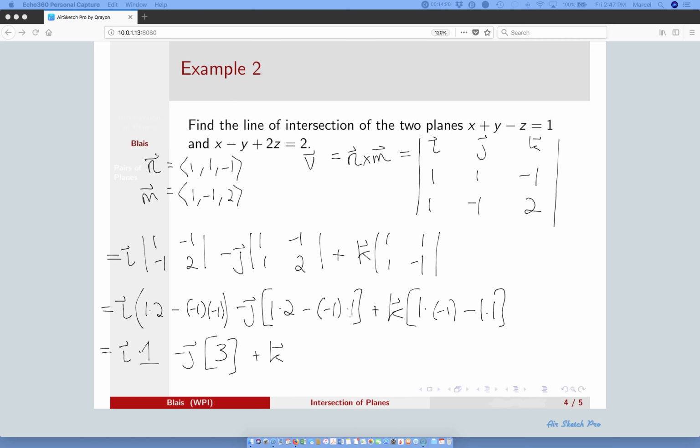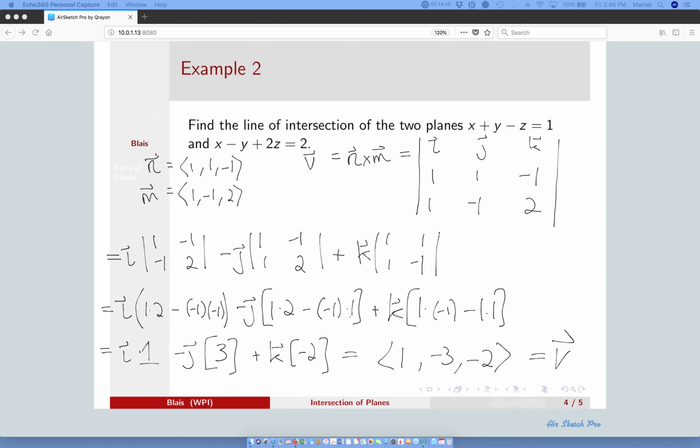Plus k. This is minus 1, minus 1. So k has a minus 2. So this gives us the vector 1, minus 3, minus 2. So this is our v. This is the vector parallel to the line of intersection of the planes.